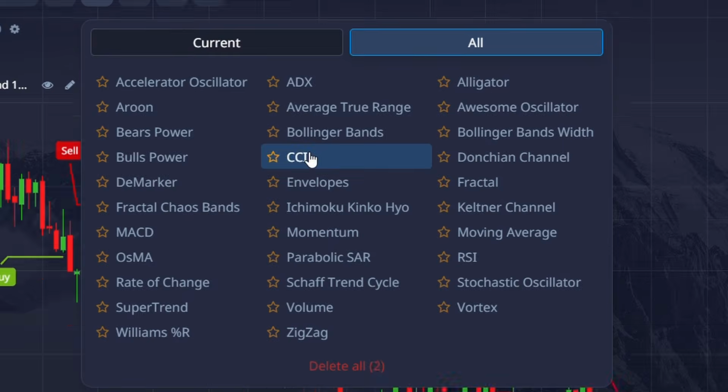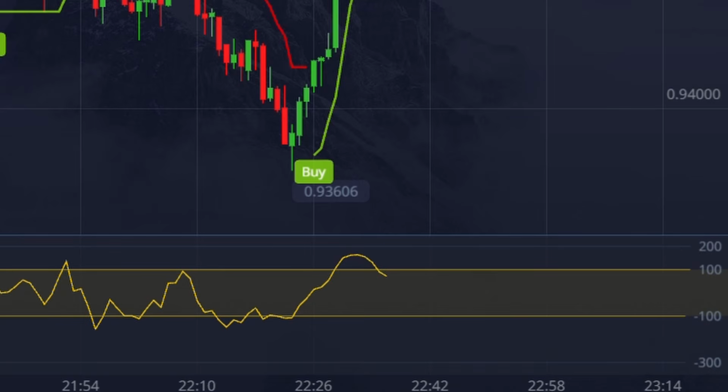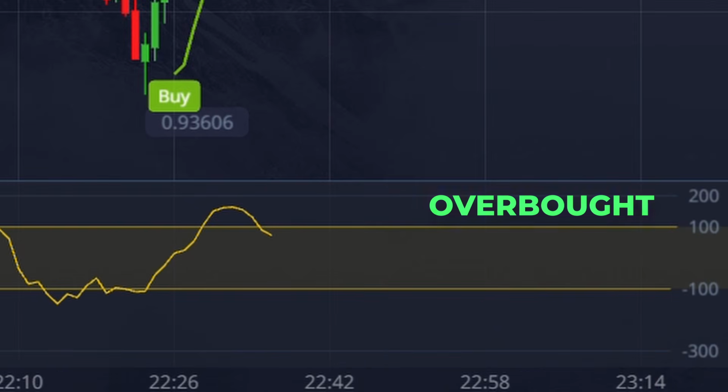Next, add the CCI indicator and set the period to 14. This indicator, on the other hand, will help us measure market momentum and identify potential overbought and oversold conditions.